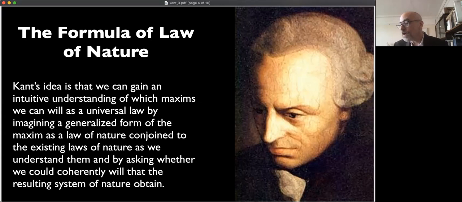So look, Kant thinks that we can gain an intuitive understanding of which maxims are permissible by imagining a generalized form of the maxim as a law of nature and conjoining that with the laws of nature as we understand them, and asking ourselves whether we could coherently will that the resulting hypothetical system of nature in fact obtains.